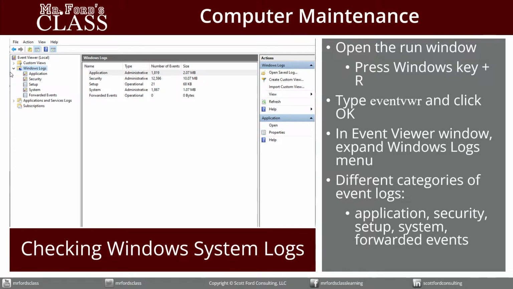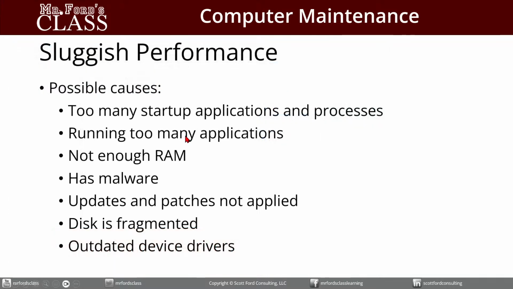In the Event Viewer window, you can expand out the Windows Logs menu, and you have different categories, as you can see in the graphic. You have categories for application, security, setup, system, and forwarded events. And if something bad happens on your computer, it is kept in there. It's a log of what is going on.